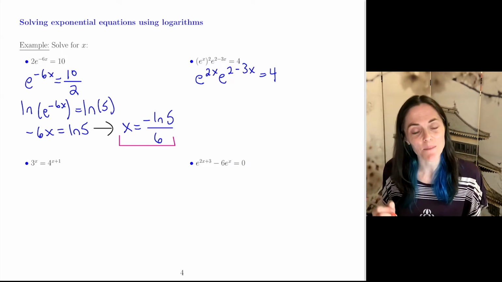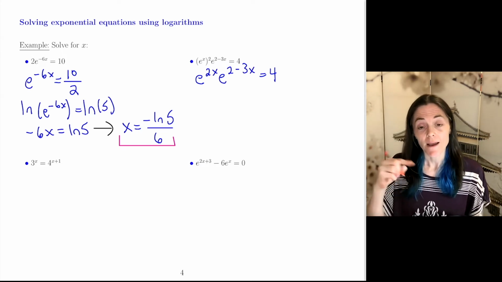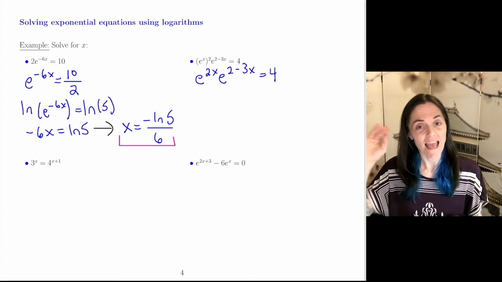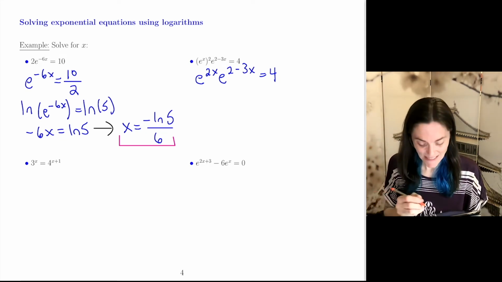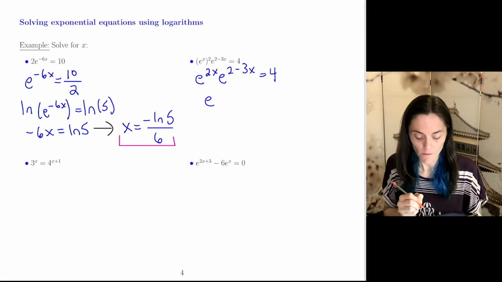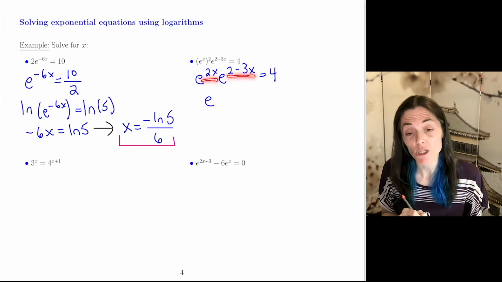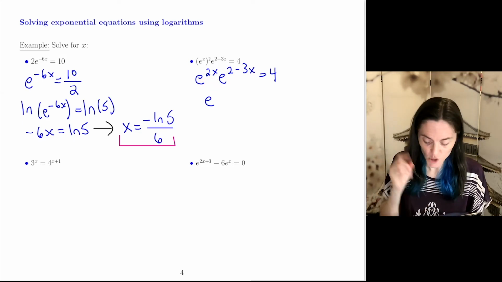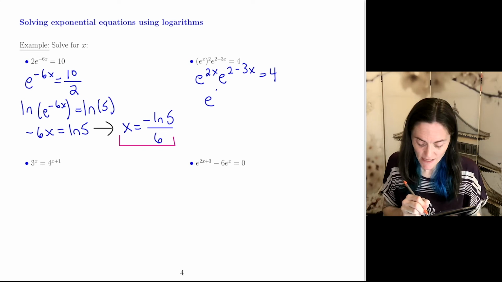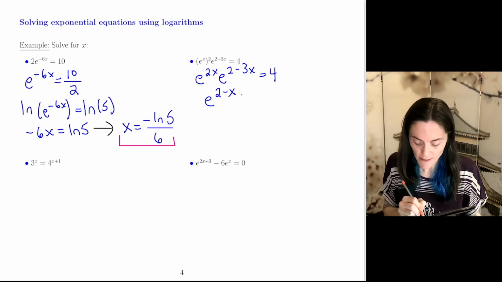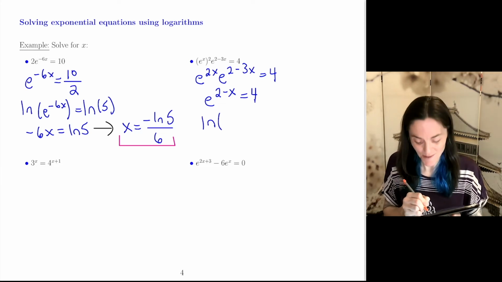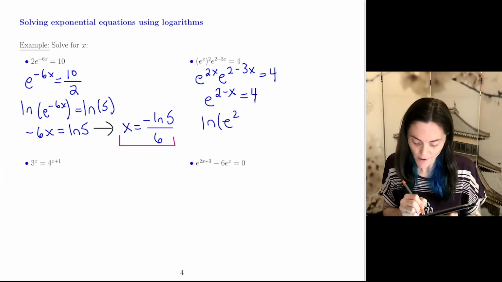One more step on the left. Now I have a product, so I can add the corresponding exponents. So this is e to the, well, when I add 2x and minus 3x, we get just 2 minus x. So this is 2 minus x, and this is 4. Now I can come in with my logarithm. This is a natural log.